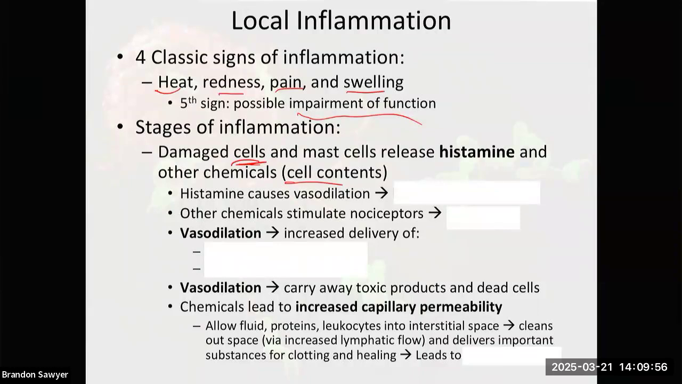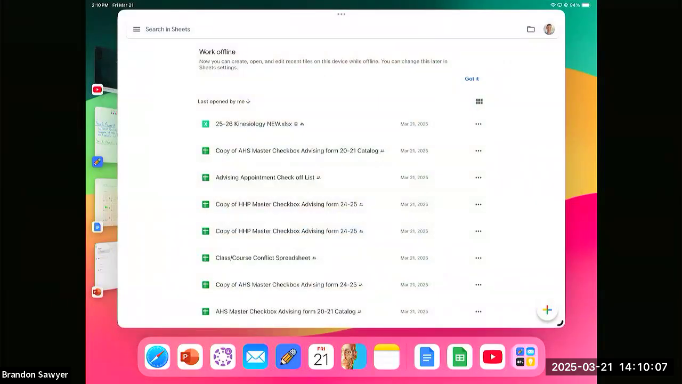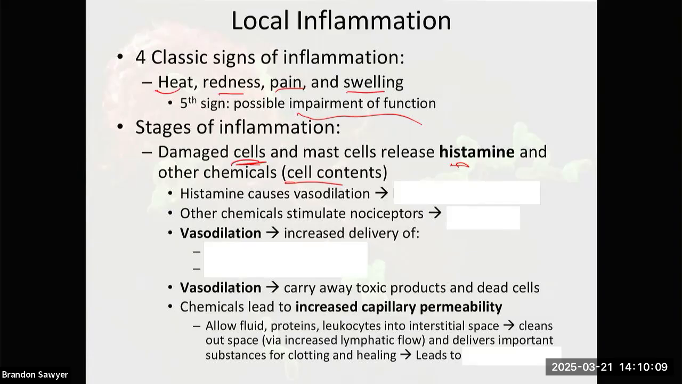And part of those contents is histamine. We have histamine inside of our cells. But then also any damaged cells can also activate mast cells that are in the area. And those mast cells release more histamine. And so when we release histamine, histamine is a vasodilator, which means it opens up blood vessels. So that's going to lead to the heat and the redness part of inflammation, right? We're sending more blood to an area. So that is going to cause that area to become red and to get warmer because of that blood we sent there.